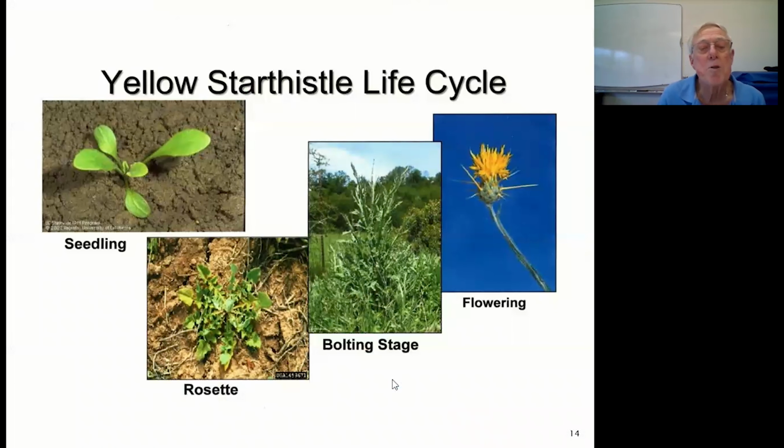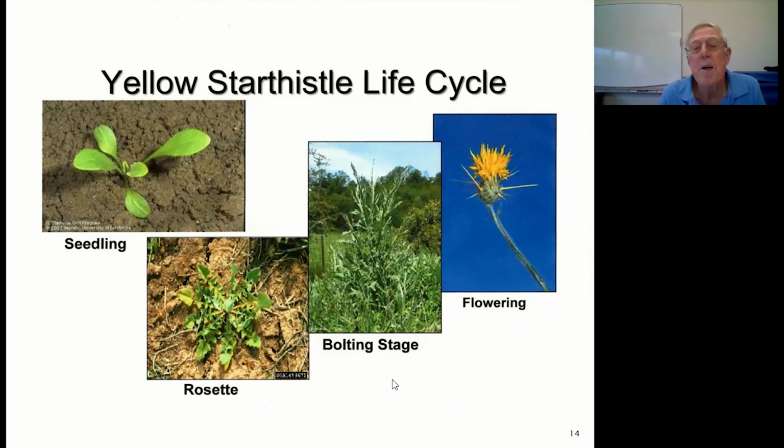As we get then from the young seedling stage into the rosette stage, it becomes a little bit easier to identify it. And then we go into what's called the bolting stage, and then finally the flowering stage, where it develops those nasty little spikes that penetrate your clothes, your socks, and even your tennis shoes if you're wearing tennis shoes.